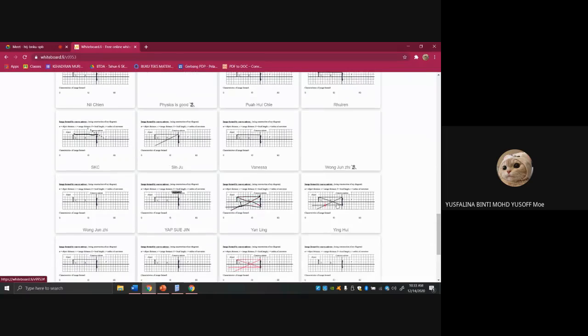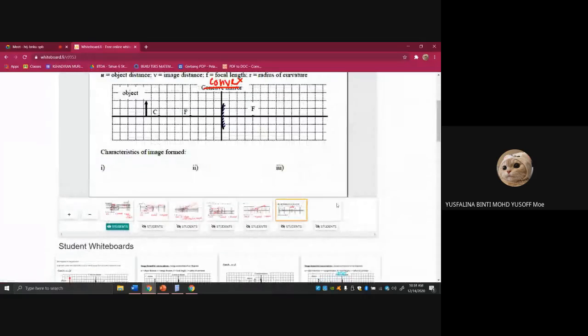For the convex, I give you a clue: you should add one more here, C here. If you want to be able to draw, you have to add C here. Actually, there are three light rays that you can use, but for me, I'm using two. You can use two or three, it doesn't matter. The image formed will be the same. But I only use two. So you can add C there, because if you want to get the image, you have to have C there.